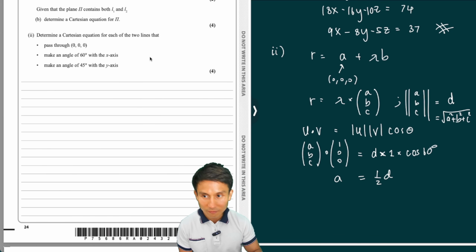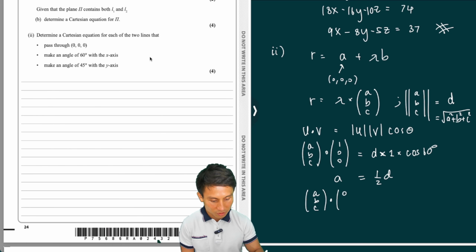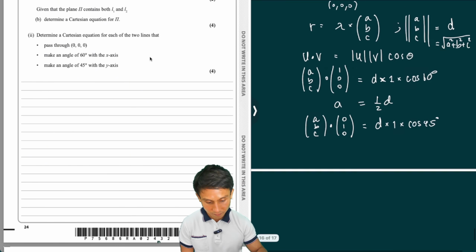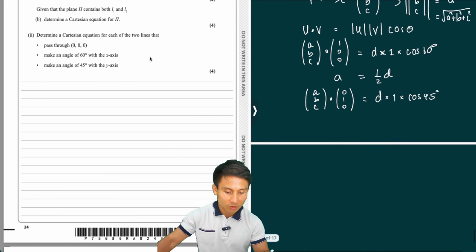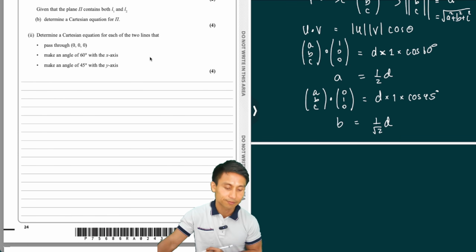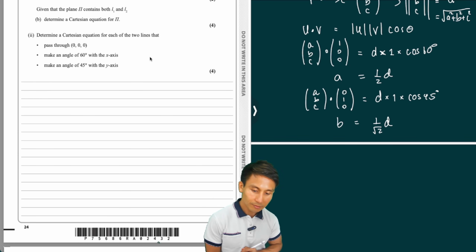If we do the same for the second piece of information, a, b, c dot product with the y-axis, which is 0, 1, 0, we get d again, times 1 again, times cos 45, which is 1 over root 2, of course. So that's going to give us b equals 1 over root 2 d.